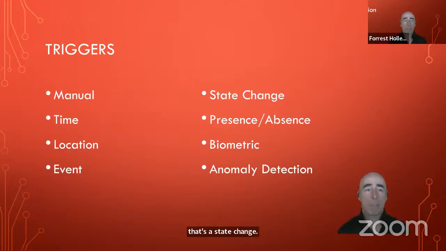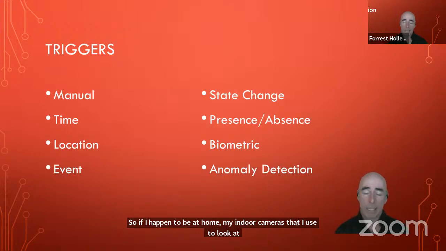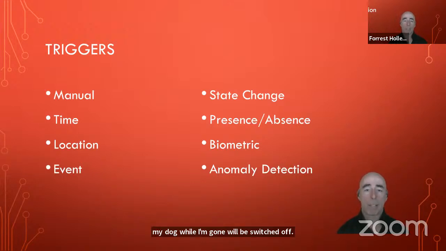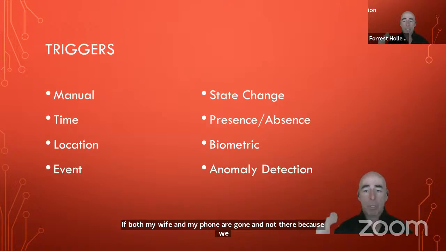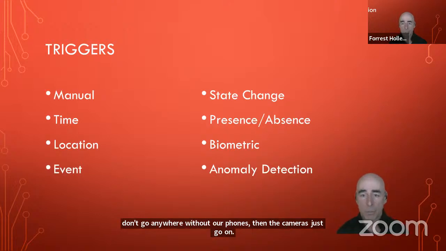There are presence and absence triggers. So if I happen to be at home, my indoor cameras that I use to look at my dog when I'm gone will be switched off because I don't want cameras recording when there's somebody at home. If both my wife and my phone are gone and not there, because we don't go anywhere without our phones these days, then the cameras come back on. So that's just detecting presence and absence and doing something with that that's useful.